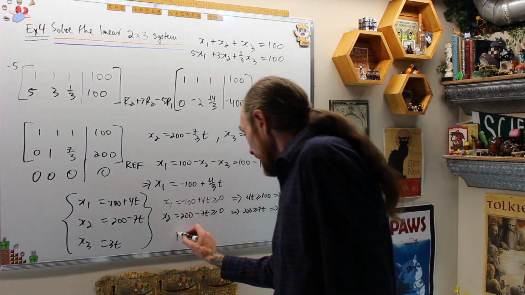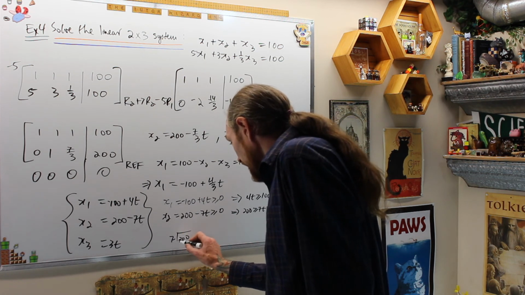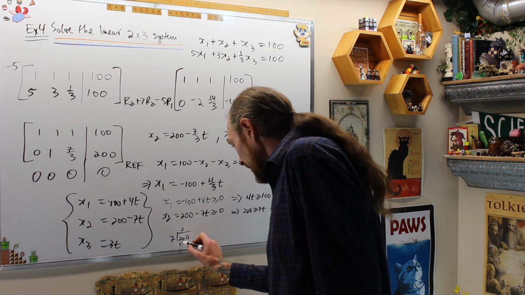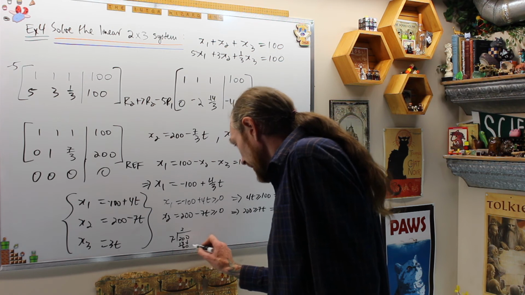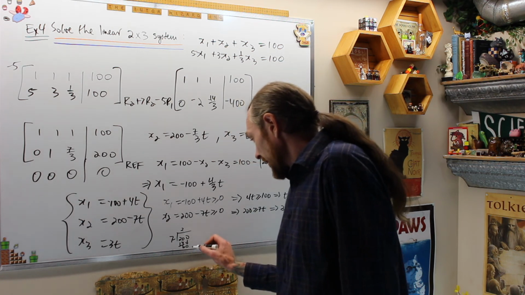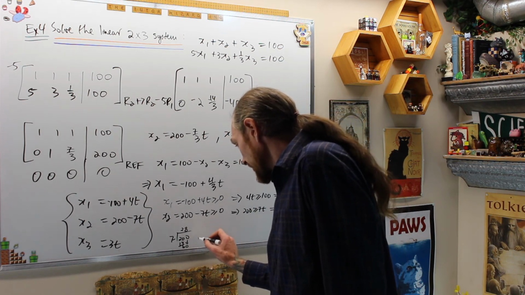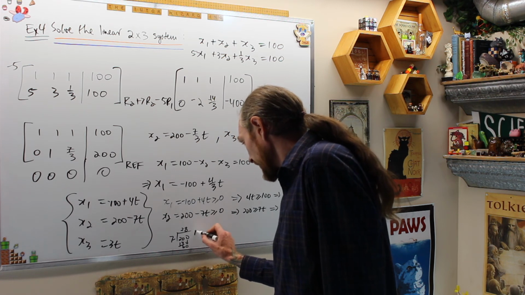What is this? This is 200 over 7. 7 goes into 20 2 times. I get 14. I'm going to get 60. 60 is going to be 8, which is 56, and I'm going to get a remainder of 4.